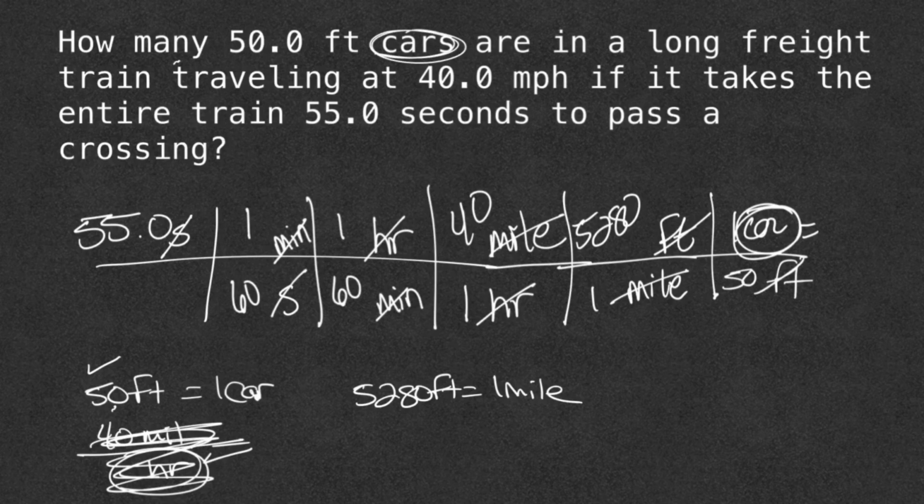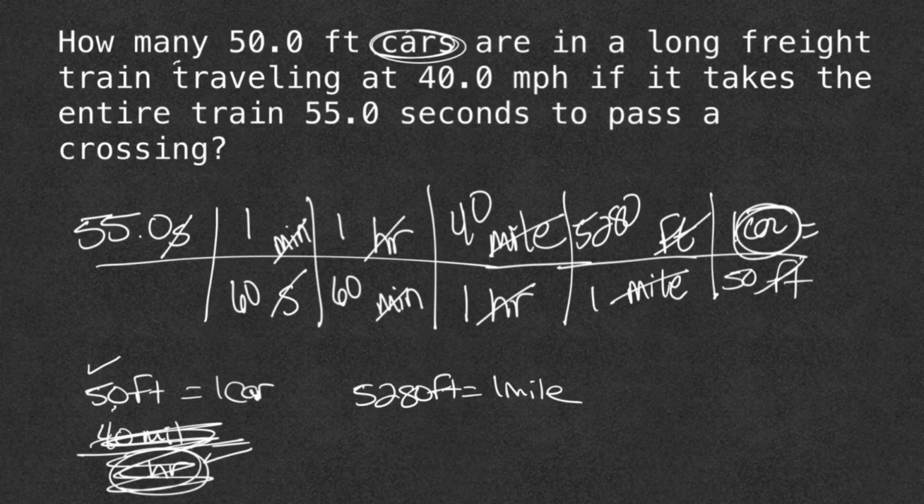Let's put this in slowly. I'm going to start with 55, so that's what I type in first. My very next number is on bottom, so I'm going to divide 60. My next number is also on bottom, so I'm going to divide 60 again. I hope you're doing this with me. Grab your calculator. Put these numbers in with me. Next number's on top, times 40. Next number's on top, times 5,280. Last number's on bottom, so divide 50 equals.